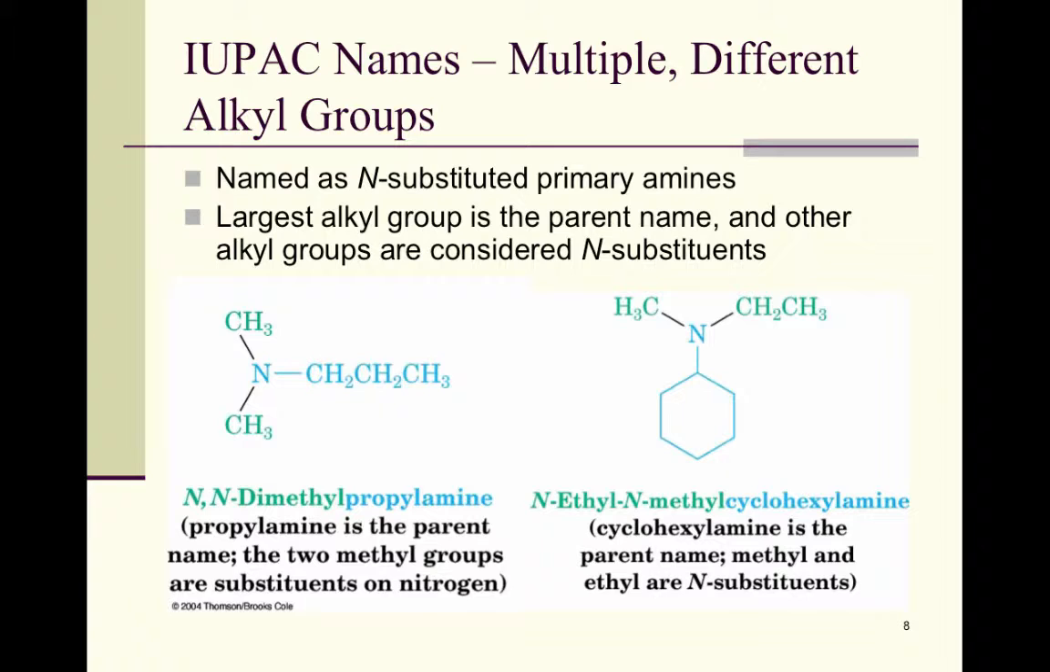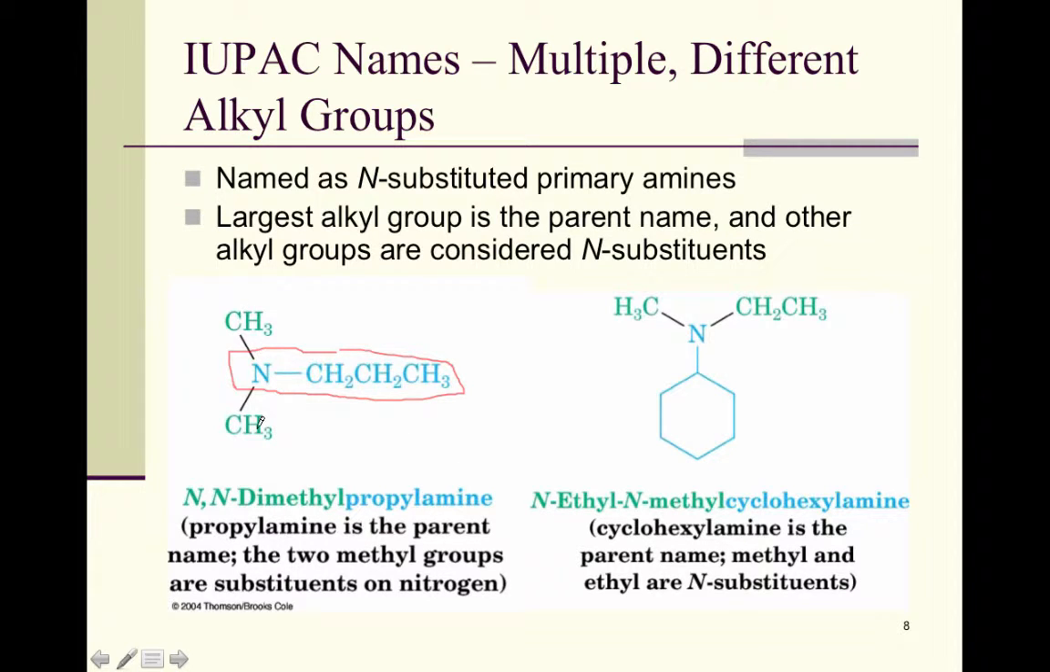Naming amino groups that have multiple or different alkyl groups, they can be named as an N-substituted amine. The largest alkyl group gets to be the parent, and the other alkyl groups get to be the N-substituents. Here we have a nitrogen with 3 R groups, so this is a tertiary amine. And you can see that this group over here has more carbons than the other 2 R groups. This one has 1, 2, 3. So this nitrogen with these 3 carbons get to be the parent name. That gets to be propylamine.